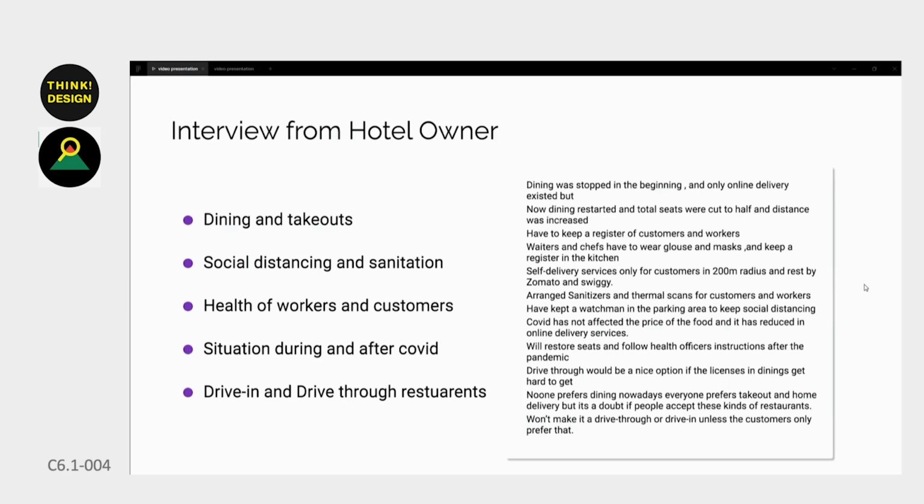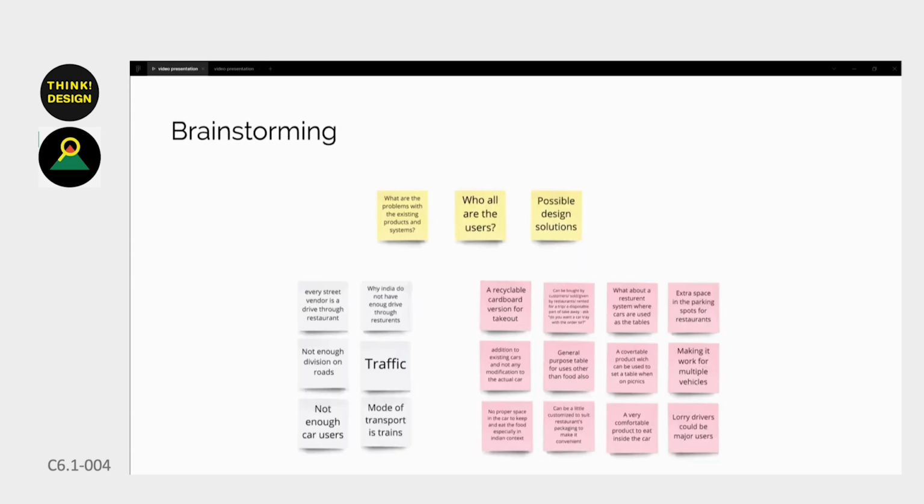Online delivery services rose by so much, and prices reduced for the food in the same. And he thinks drive-thrus will be easier to start, as the licenses to start proper dining hotels are getting very hard to get. Also, even if everyone orders food online and does takeouts, he doubts if drive-ins and drive-thrus will be successful in India.